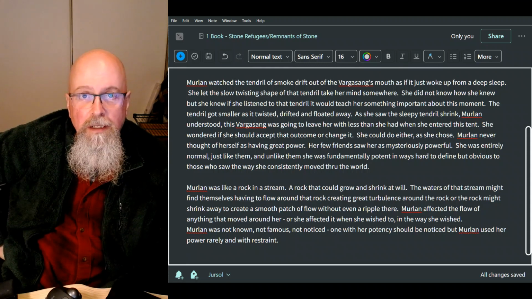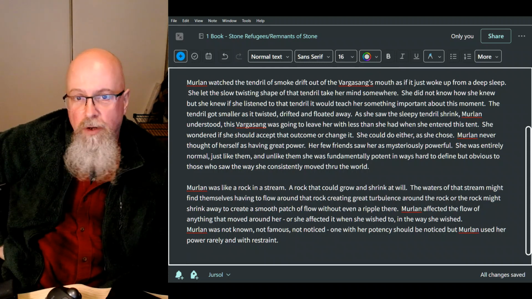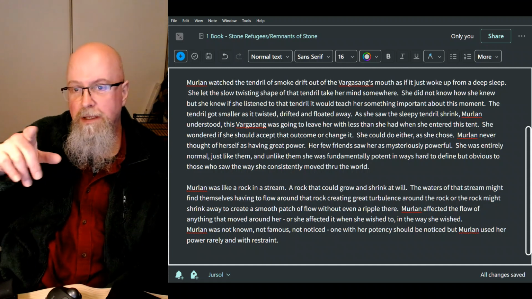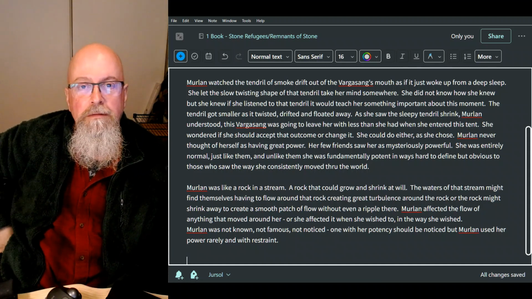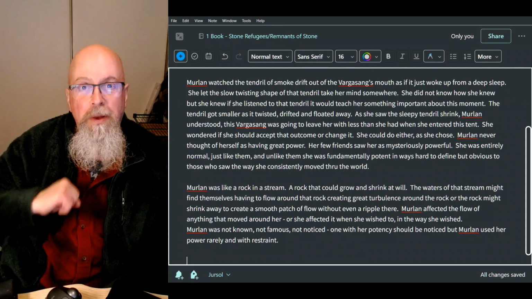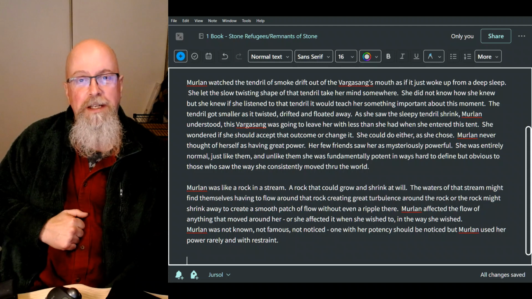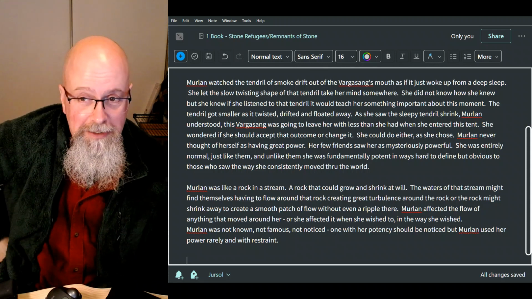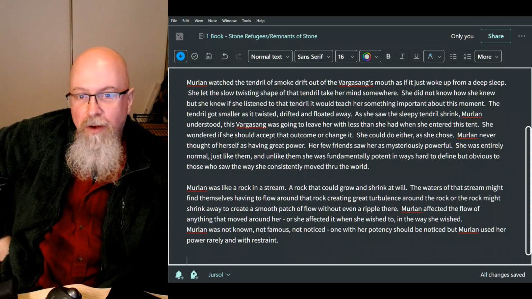There's the character, Merlan. Don't know if I'll use it or not. And by the way, the Vargasang, that's a species I've never heard of before. Just came out on the page right there. But I kind of like it. It's a name for a species, the Vargasangs. Might hang on to that.